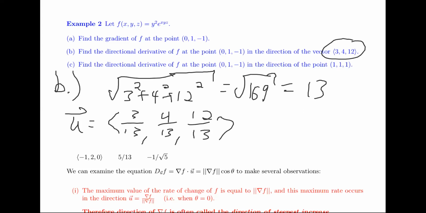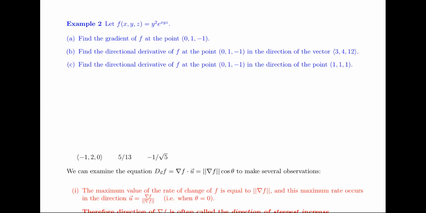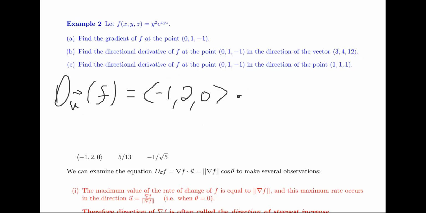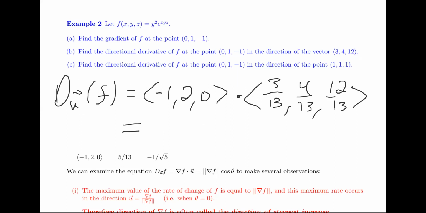And then the directional derivative evaluated at 0, 1, negative 1 is this vector negative 1, 2, 0 dotted with that vector we just found, which was 3 over 13, 4 over 13, 12 over 13. And this dot product is negative 3 thirteenths plus 8 thirteenths plus 0 thirteenths, which is equal to 5 thirteenths.